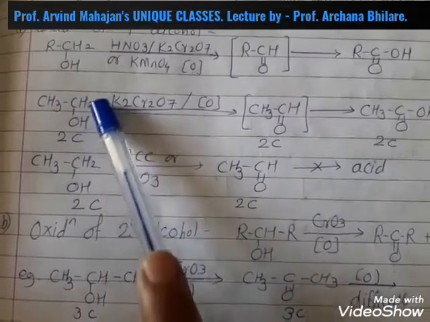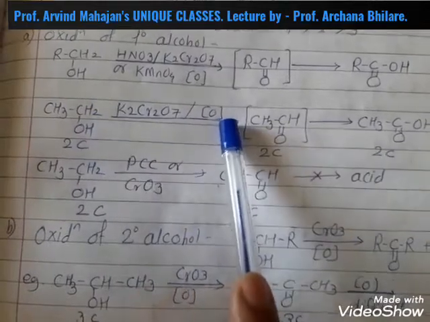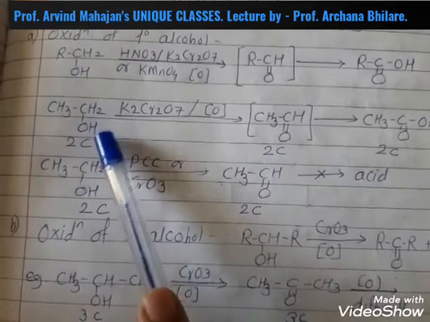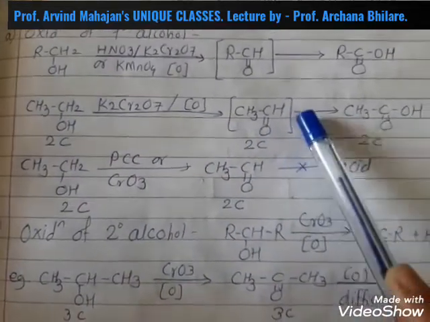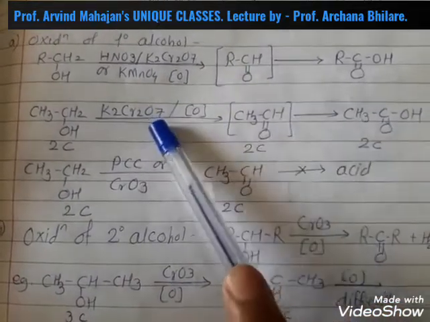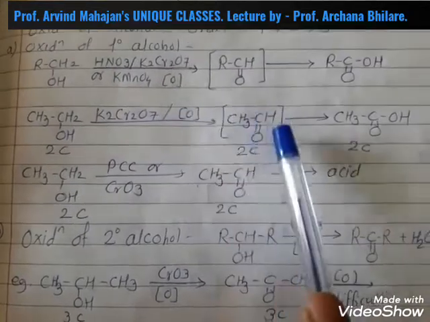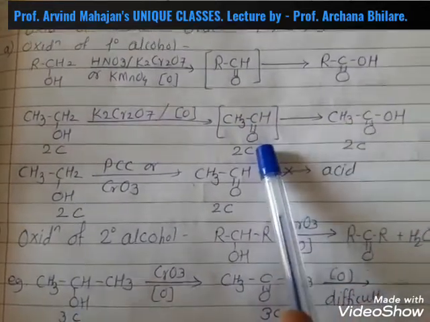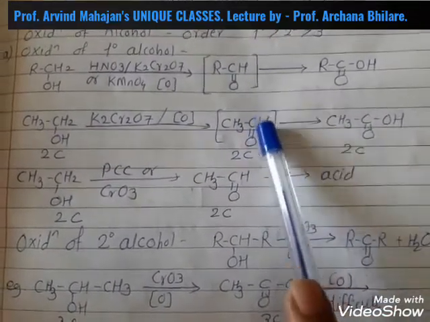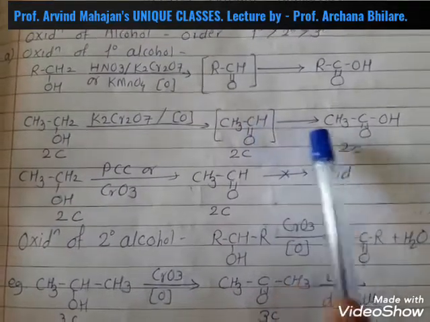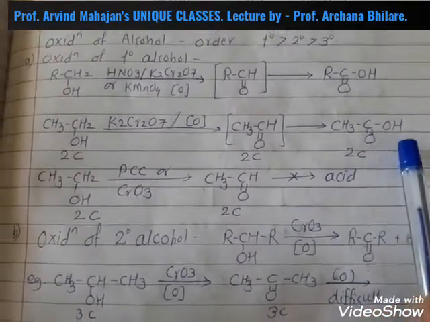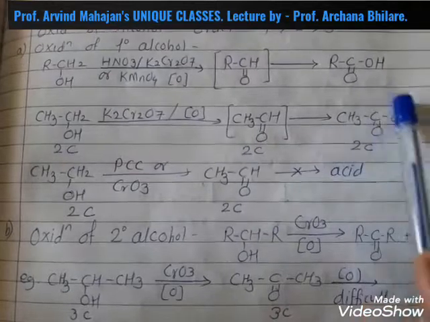So what's the product? H and H are removed and combine with oxygen. So one valency of each carbon and oxygen becomes free, and they form a double bond. We get CH3CHO. The reaction doesn't stop at this stage because the oxidizing agent used is stronger. So it further oxidizes this acetaldehyde to acetic acid. The C-H bond breaks and oxygen is inserted between carbon and hydrogen, and we get CH3COOH.